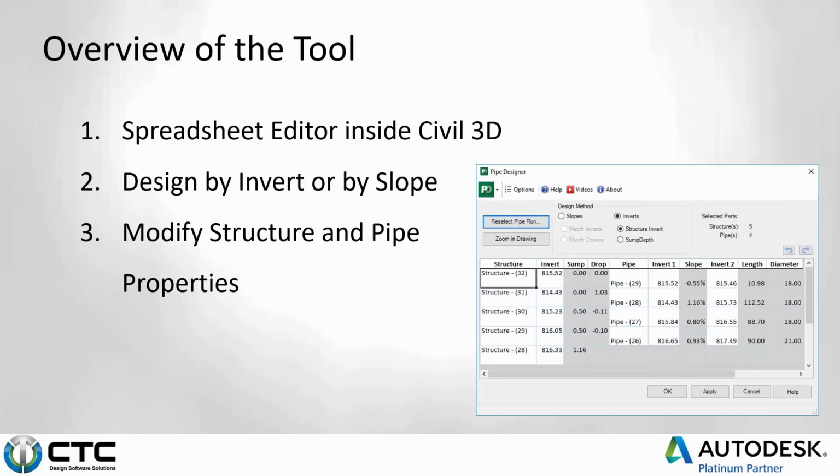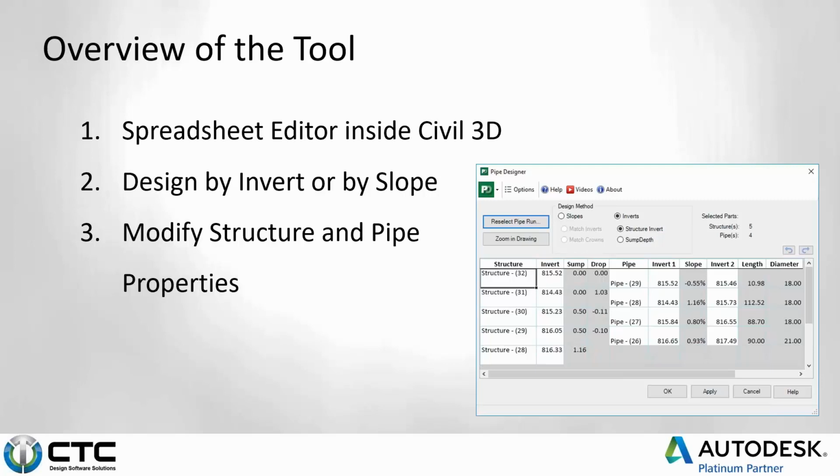So with that, the overview of the tool. What is Pipe Designer? Well, it's a spreadsheet editor inside of Civil 3D. When we launch the tool, we're executing a Civil 3D command. We have the option to copy, paste, drag fill, do all the things that we could do inside a normal spreadsheet editor. We can undo, we can redo, we can change all of our design options. And when we hit apply or OK, we're right back inside the drawing and we can see our updates in real time.